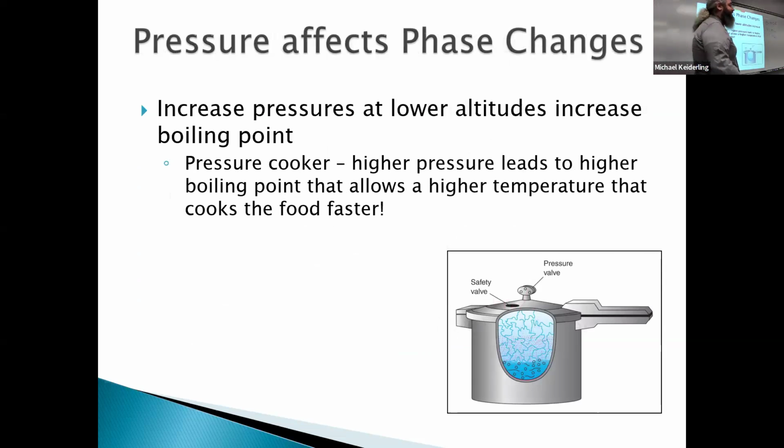Now, phase changes are affected by the environment. They're affected by pressure. So if you have an Instant Pot, the secret behind an Instant Pot is that it's a pressure cooker. It's an electric pressure cooker, so it's convenient because it runs itself. But it's just a pressure cooker. So if we increase pressure at lower altitudes, we increase the boiling point. So if we have a pot of water that we can seal and increase the pressure in some way, a pressure cooker, the higher pressure leads to a higher boiling point. So the food is cooked at a higher temperature that cooks the food faster.